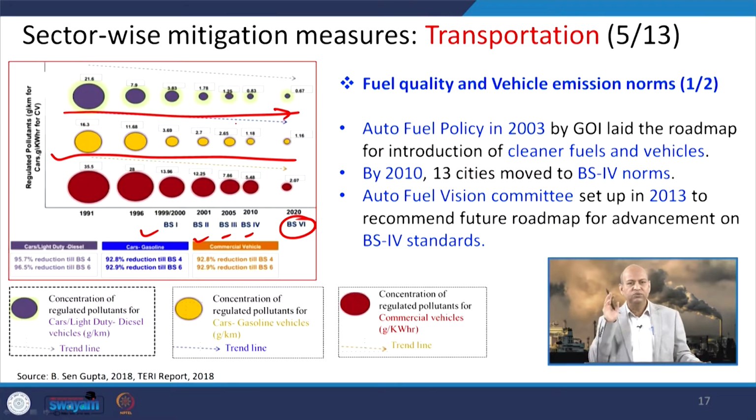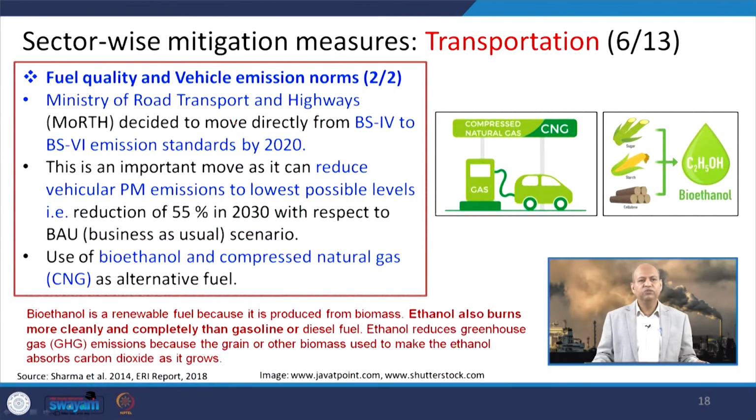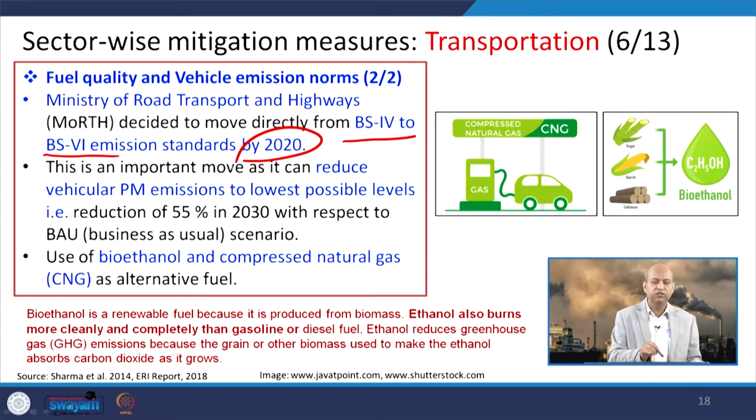And if you look at the policy related timeline, the auto policy in 2003 by the Government of India laid the roadmap for introduction of cleaner fuels. By 2010, 13 cities moved to BS4 norms, that was achieved within 7 years, and the auto fuel vision committee was set up in 2013 to recommend future roadmaps for advancement on BS4 standards. And now the Ministry of Road Transport and Highways has decided to move directly from BS4 to BS6, and it was already implemented in 2020.